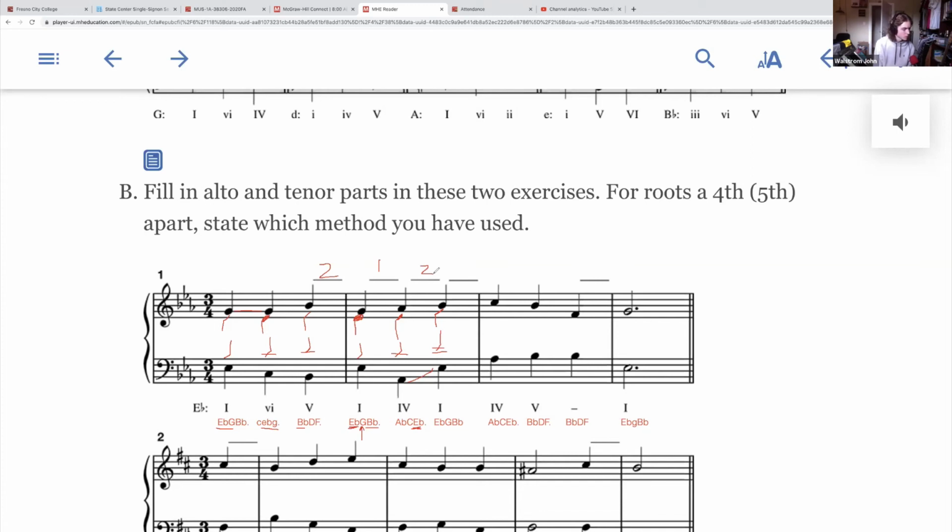Page 83. The motion will be descending for a root movement of a perfect fifth down or perfect fourth up, and descending for a root movement of a perfect fifth up or a perfect fourth down. So we have a perfect fifth up. So our motion should be ascending.